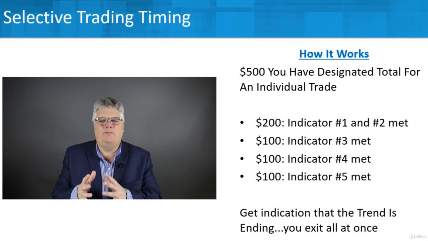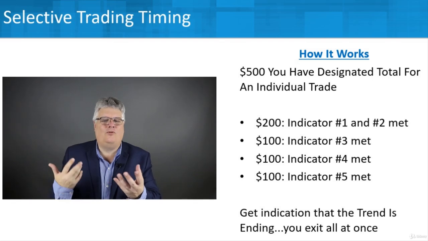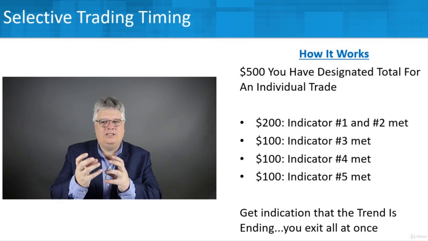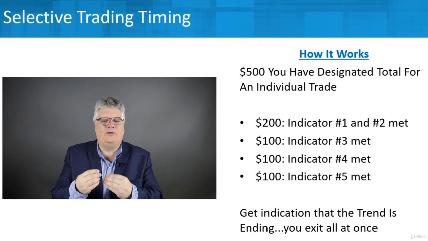And you can change these amounts. Let's say you really only want to use 3 indicators or 4 indicators. Well, you could use $300 for 1 and 2, and then $100 for 3 and 4, and that gets you to your $500. Again, the amounts you use are completely up to you, of course. It's just the concept of breaking it up and putting a little bit more on your primary and secondary, and then a little bit less on your third and fourth, so you work your way into those.